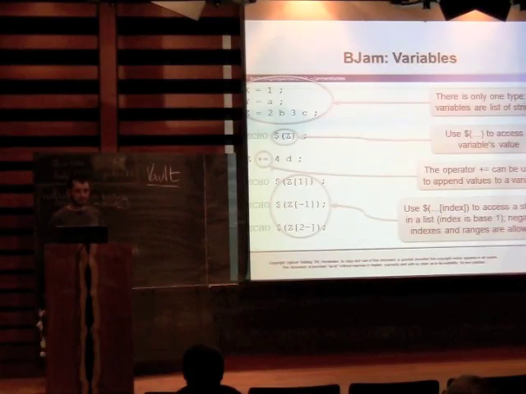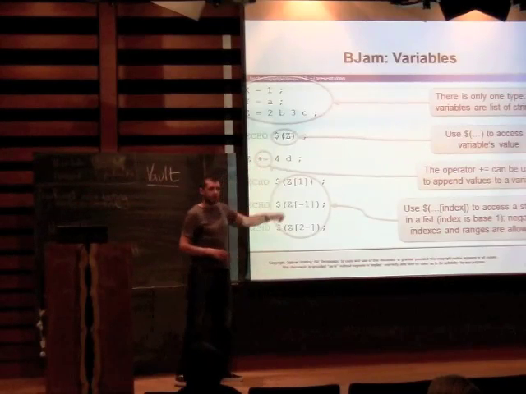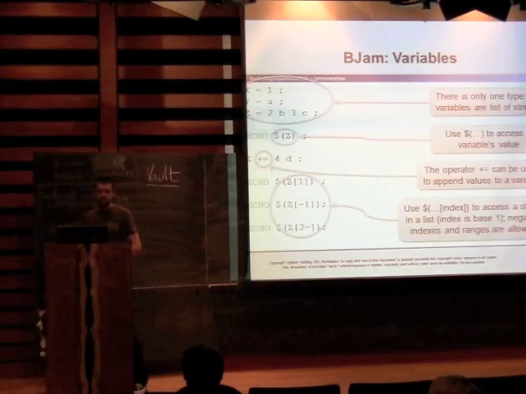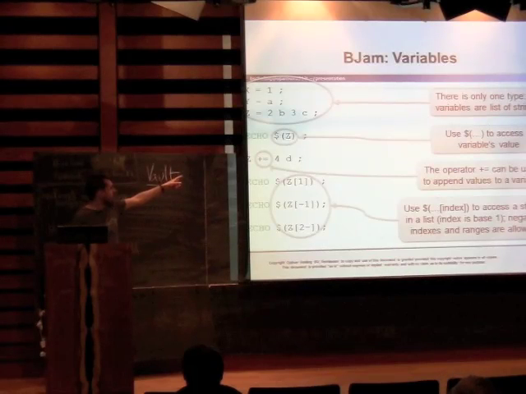Now, if you create variables like this and assign some values, and you now want to read a variable, you do it like this, with the dollar sign and the round brackets. And this echo here is a built-in function in Boost.Jam. So that way you can just print the value of set to the screen. And in this case, you see the four strings, 2B3C, on your screen.